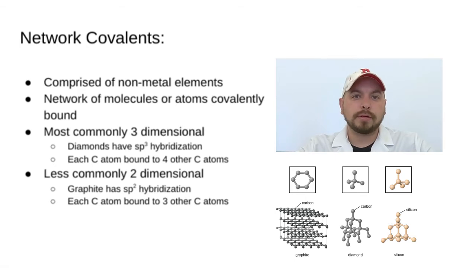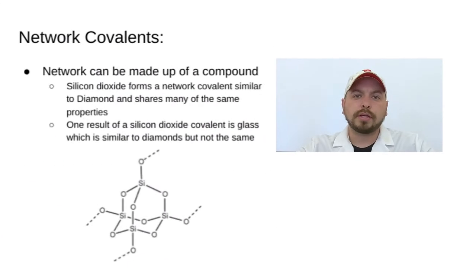In the case of diamond, the carbon atoms have sp3 hybridization, so each carbon atom is bound to 4 other carbon atoms. But in graphite, it's only sp2 hybridization, where every carbon atom is only bound to 3 other carbon atoms. The other thing that can happen in a network covalent is that it's made of a compound. So something which is binary, such as silicon dioxide, SiO2. Silicon dioxide forms a network covalent similar to diamond, but it's not quite the same. The network itself is a little bit more complicated, but it has many of the same properties.